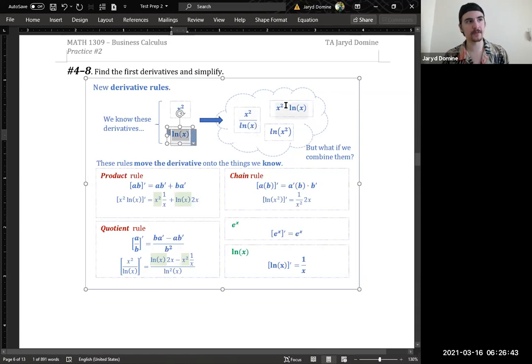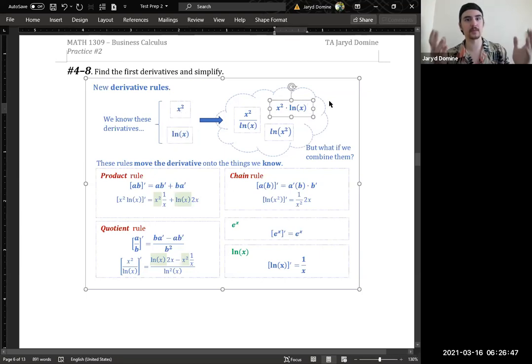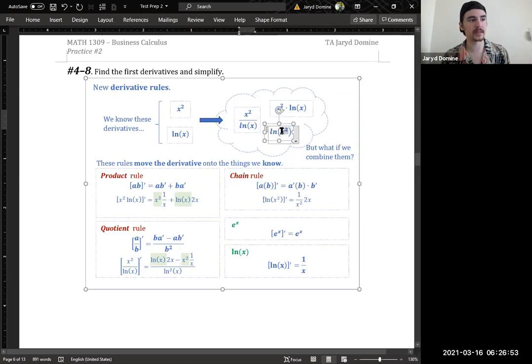So what if I take x squared and log and I multiply them together? What's the derivative then? What if I divide them? What's the derivative now? What if I put the x squared inside of the log? Now what's the derivative? That's what these rules will help you answer. So a few things that you know the derivative of, and then you combine them in one of these ways. These rules will tell you what to do.